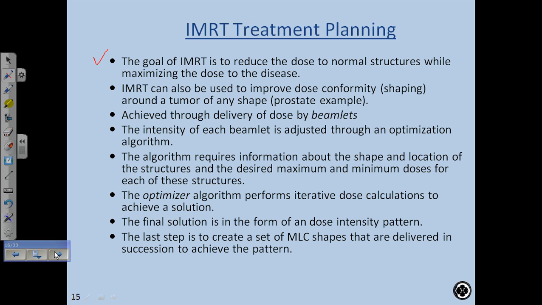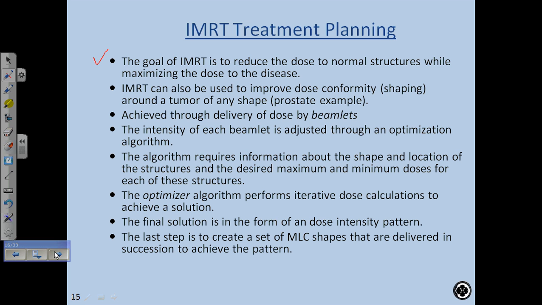IMRT can also be used to improve dose conformity, so it can shape it a little bit better, but ideally it's the tool meant to reduce OAR dose. But if you can reduce OAR dose, then from that you can infer that you can increase PTV dose. Because what's limiting you from getting more dose to the PTV? Your OAR. So implicitly from that, you can give more dose to the PTV.